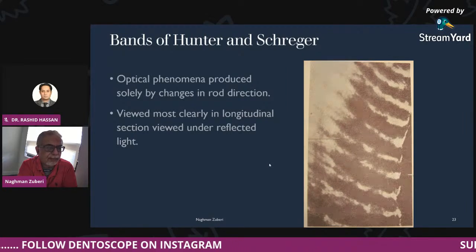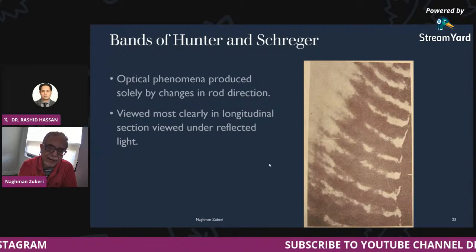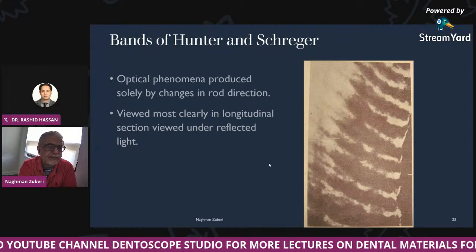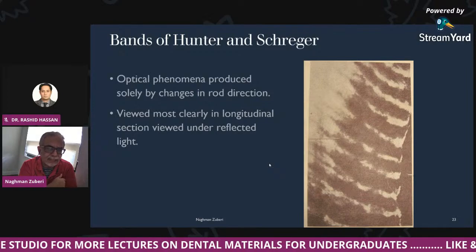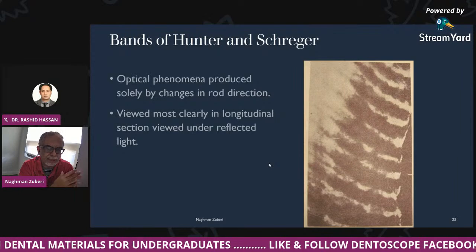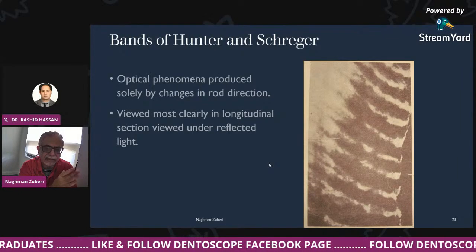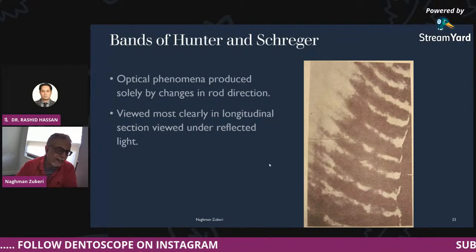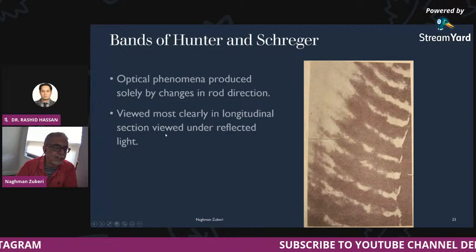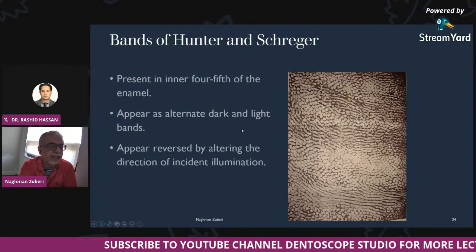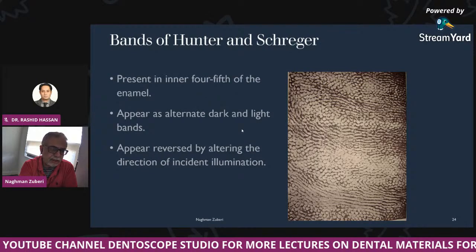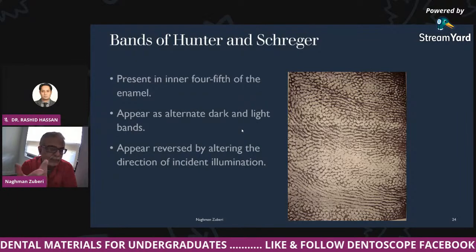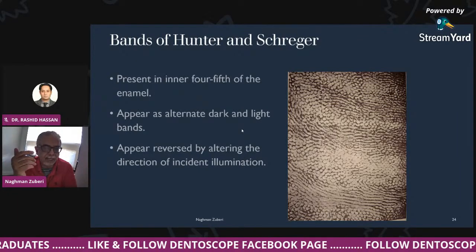This optical phenomenon of alternate dark and light bands is known as the bands of Hunter and Schreger. If you change the light, it will be illuminated alternately as dark and light. If you change the direction, the light rods will become darker and the darker ones will become lighter. These are viewed most clearly in longitudinal section. They are present in the inner 4/5 of the enamel and appear as alternate dark and light bands. When you change the direction of the light, the darker will become lighter, and the lighter will become darker, alternately.